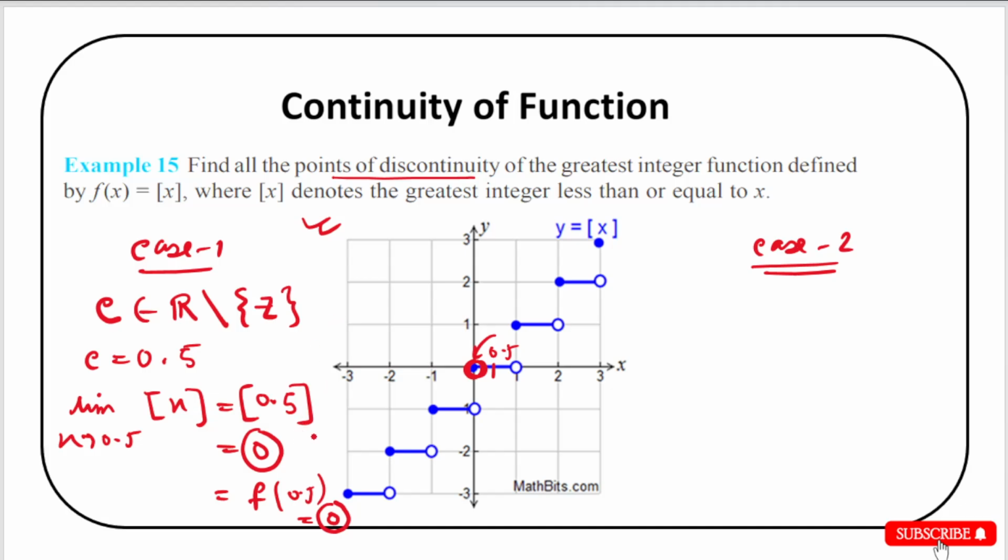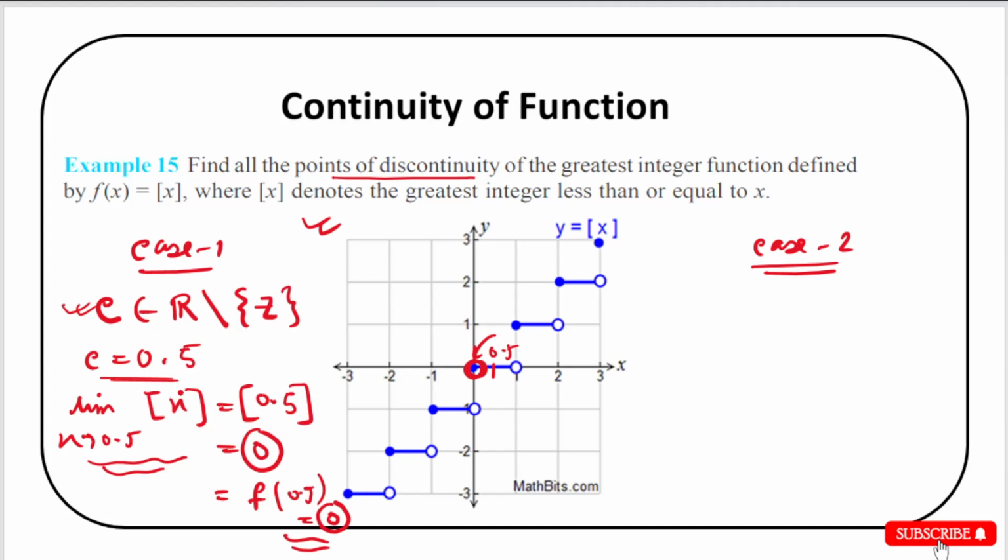If you know the process, you will find it simple. What you have to do is just check the immediate integer on the left hand side, that will be the box value. So here, if you take c in this particular domain to be a real number but not an integer, you can show that the limiting value is equal to the functional value.